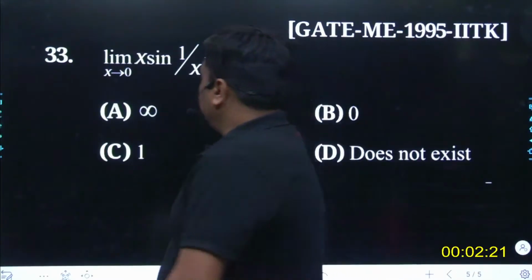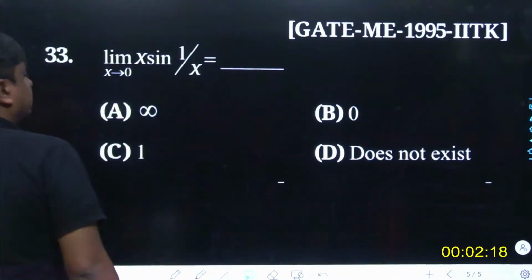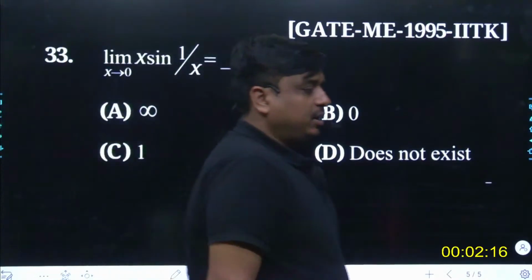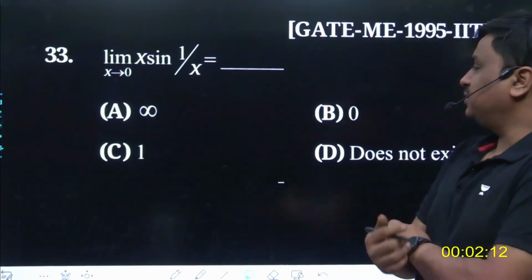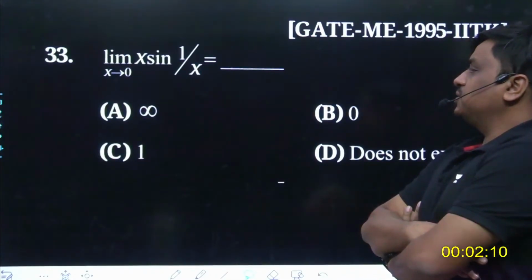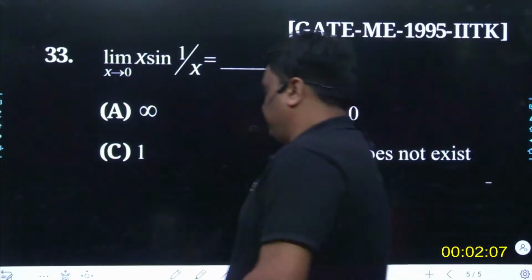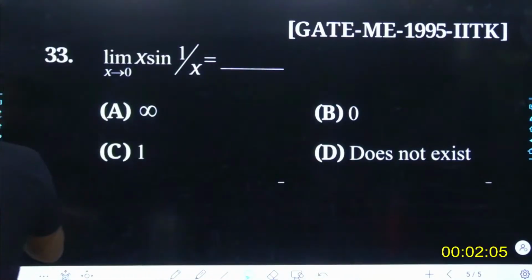Limit as x tends to 0 of x times sine of 1 upon x. Tell me what would be the best answer for this given question.